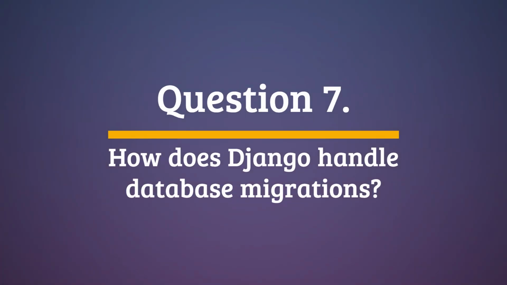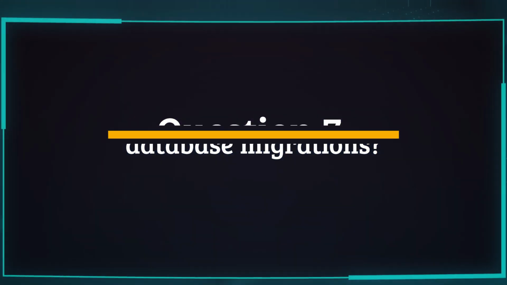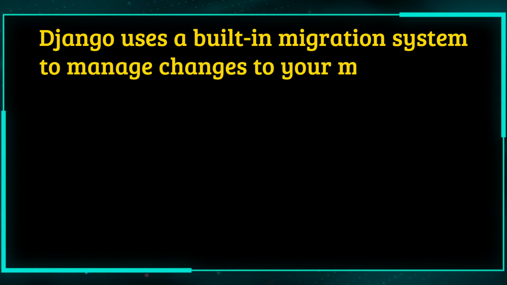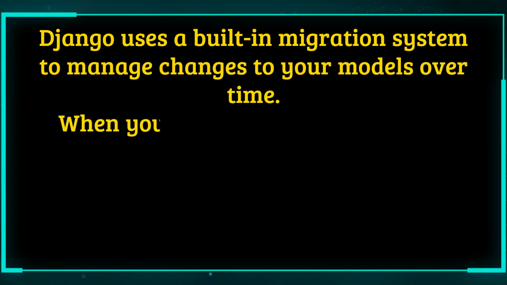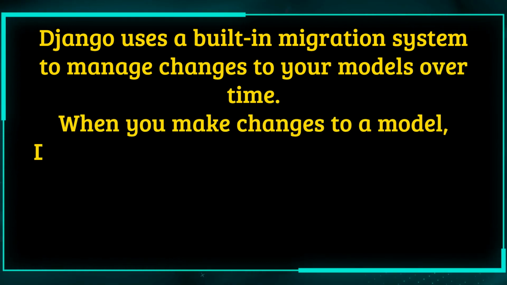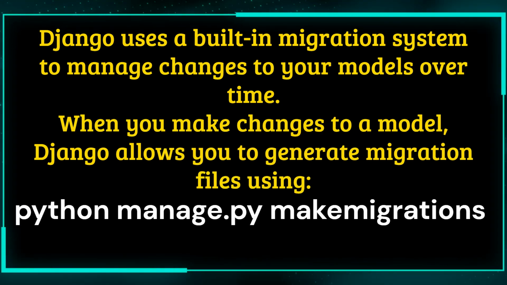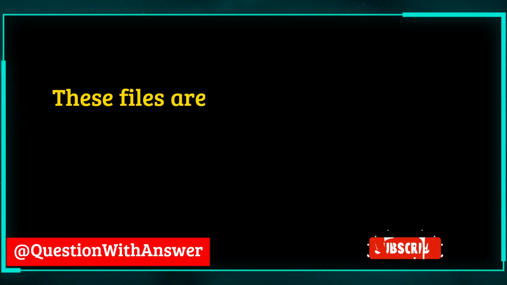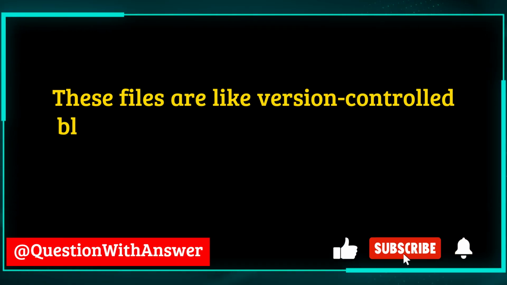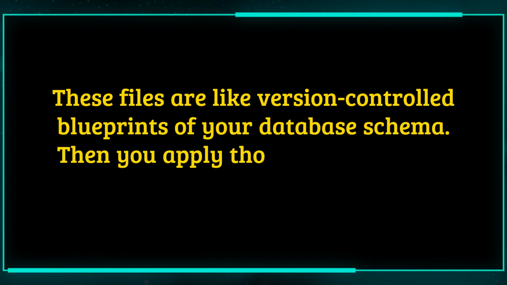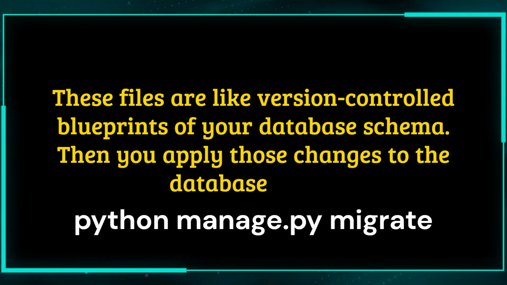Question 7. How does Django handle database migrations? Answer. Django uses a built-in migration system to manage changes to your models over time. When you make changes to a model, Django allows you to generate migration files using python manage.py makemigrations. These files are like version-controlled blueprints of your database schema. Then you apply those changes to the database using python manage.py migrate.